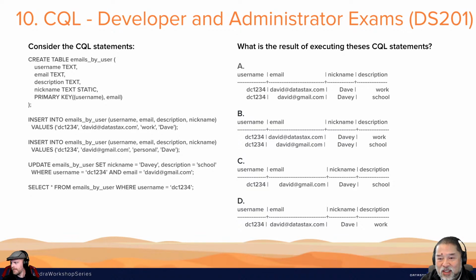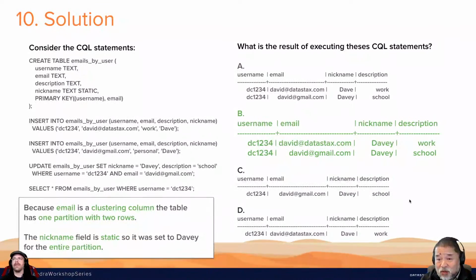Okay, so once again, we'll take a look at this one. Primary key, username and email, and partition key is username. So it's very important that we look at the table definition carefully here. We do the first insert, and we get DC1234, david@datastax.com, work, and Dave. The second one, username and email are the primary key. The username is DC1234, so we're in the same partition, but the email is different, so we do get a different row. So two rows: Dave at gmail.com, Dave at datastax.com, work Dave, personal Dave.